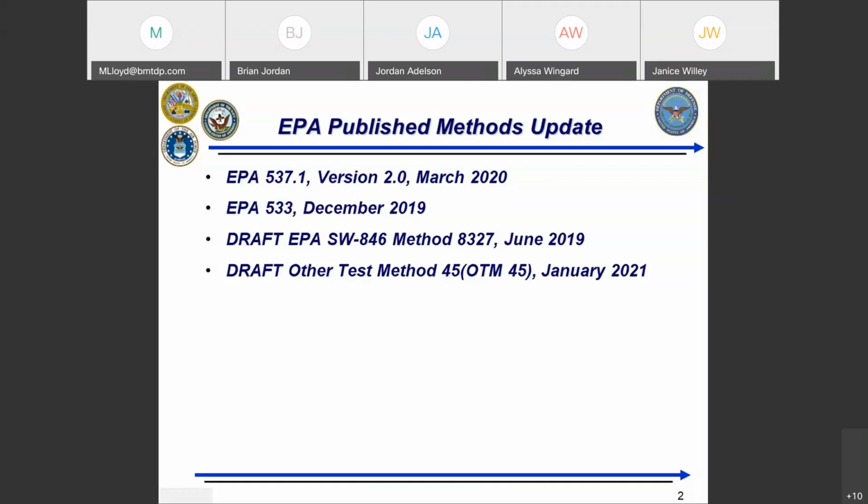EPA's draft Other Test Method 45, or OTM 45, contains procedures for sampling and sample preparation and analysis of air emission samples from stationary sources. And that's it for EPA methods. We still have method gaps with respect to media and analytes. So helping to address this gap is the 1600 series method the DoD is working on.